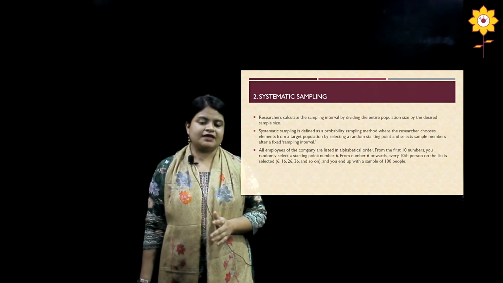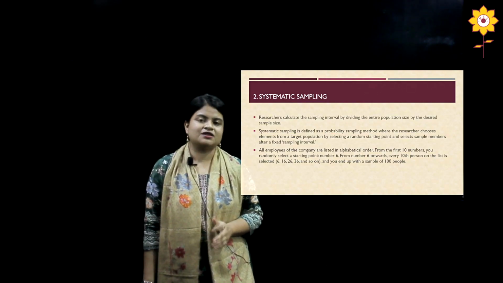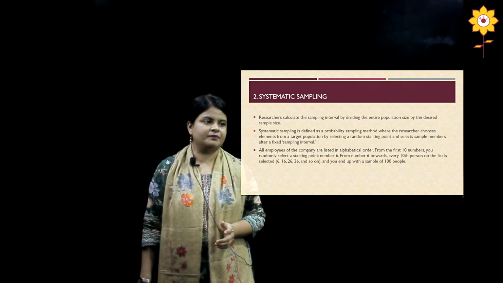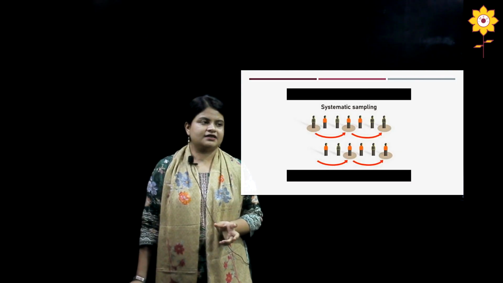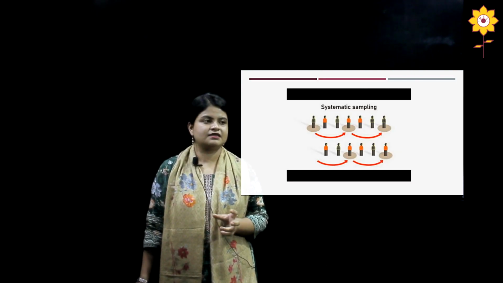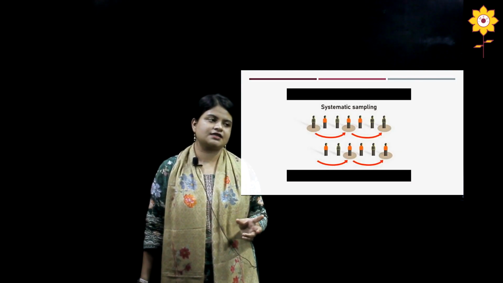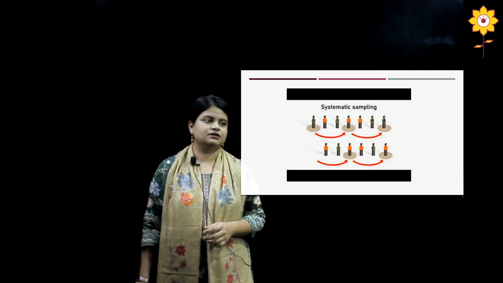So systematic sampling is totally up to the researcher, based on the intervals that he is going to draw up. Systematic sampling can look like this, in which the system is such that the intervals are drawn up by the researcher.